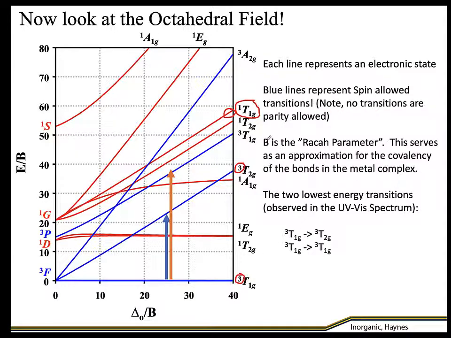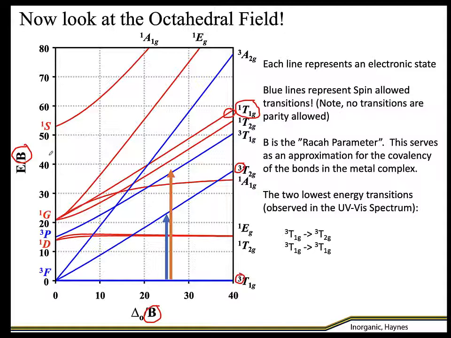So we might notice that there's this other term that's in both our x and our y axis, this capital B. This is what's called the Racah parameter, and this is an approximation for the covalency of the bonds in the metal complex. So this helps us to correct our spectra to get them onto a single kind of playing field. And we'll talk about how we use the Racah parameter later.